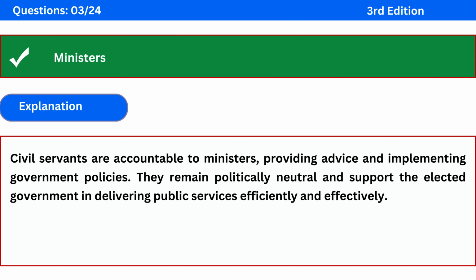The correct answer is ministers. Explanation: civil servants are accountable to ministers, providing advice and implementing government policies. They remain politically neutral and support the elected government in delivering public services efficiently and effectively.